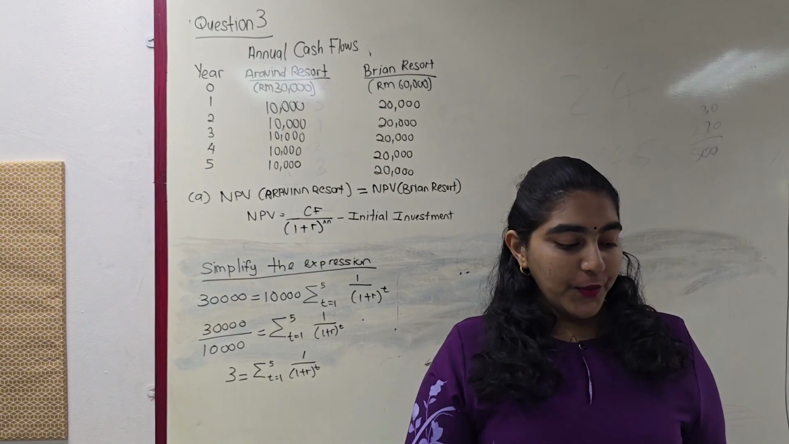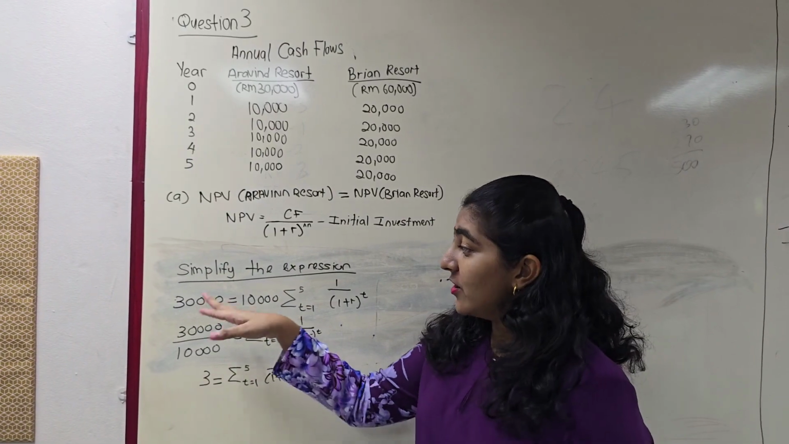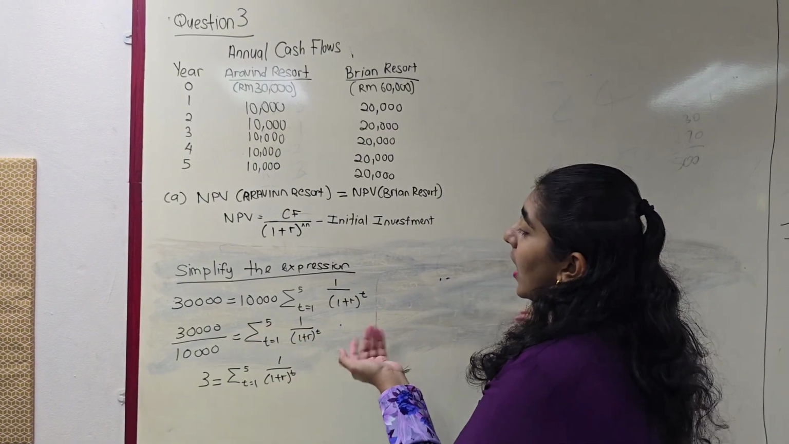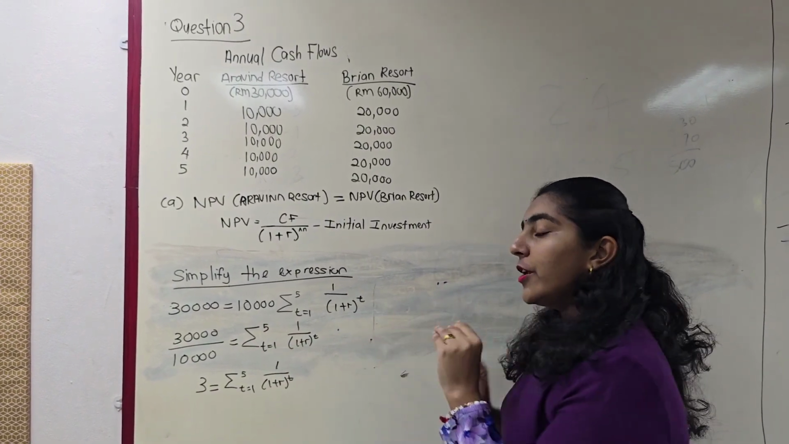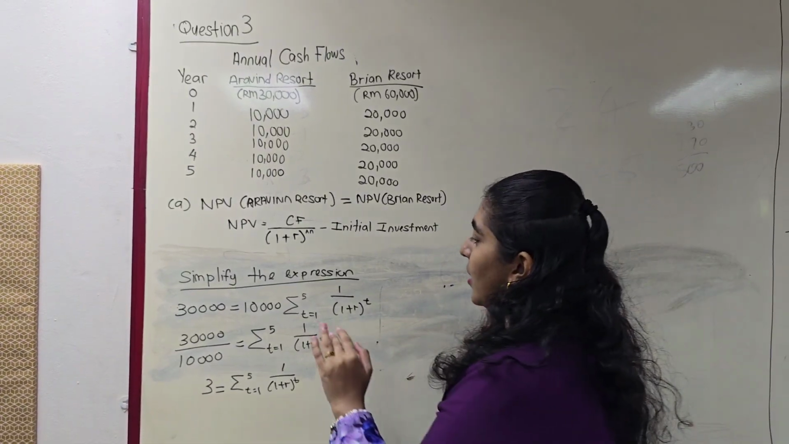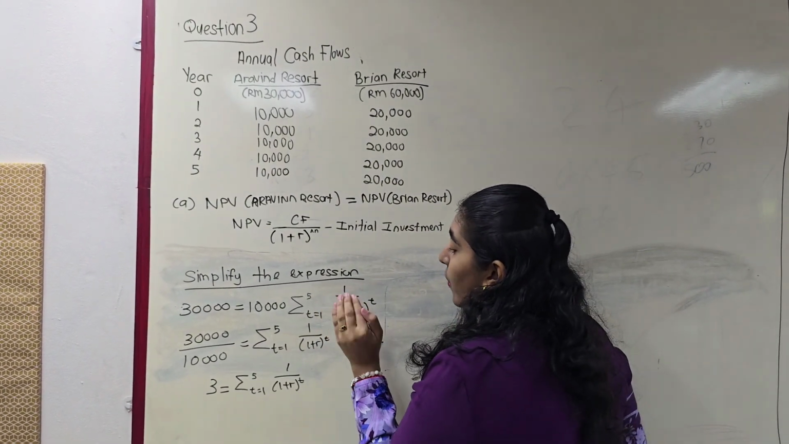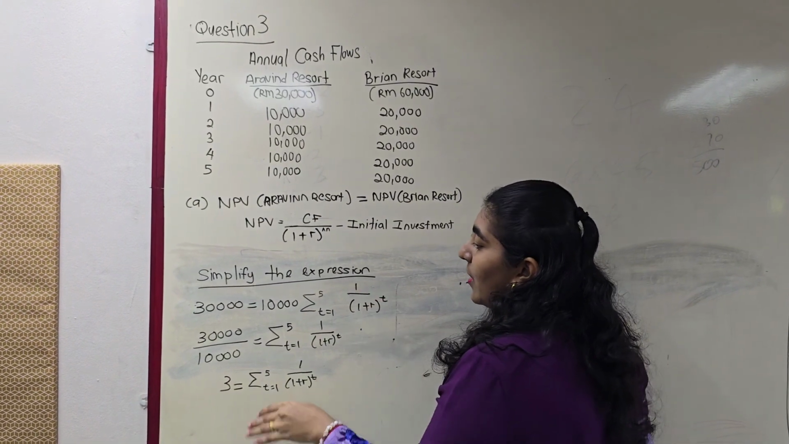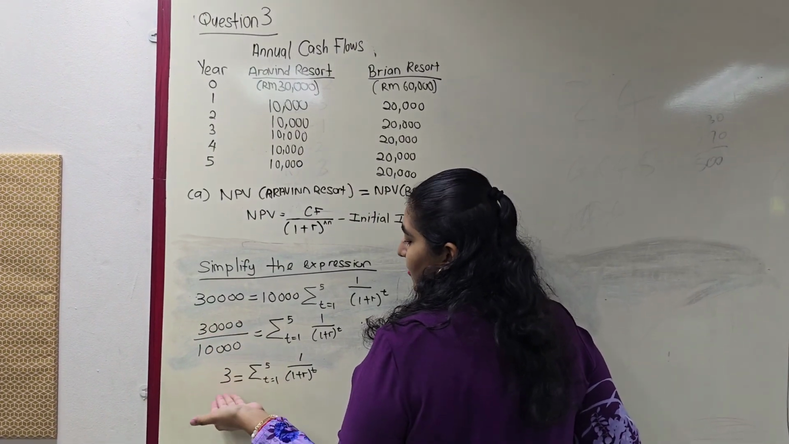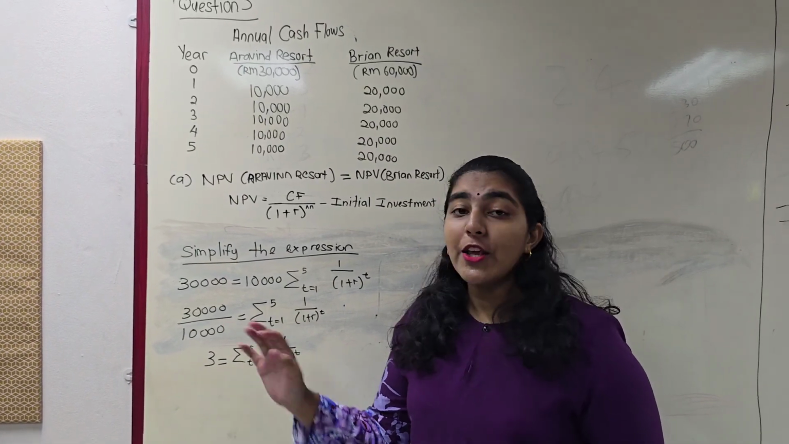Now that we have factored out the common terms, you need to simplify the expression, which is 30,000 equals 10,000 times the sum. For this equation, you need to assume the rate, and I will explain further. You simplify the expression so that the sum of 1 divided by 1 plus rate equals 3, as you move the 10,000 to divide by 30,000. So you get 3. This means your present value factor must equal 3.